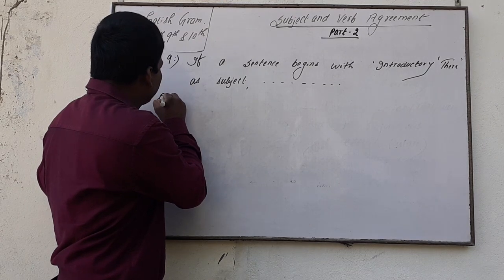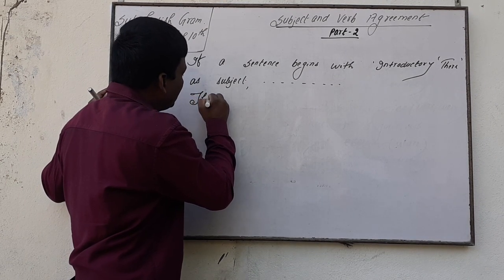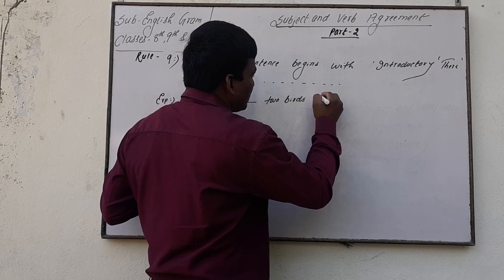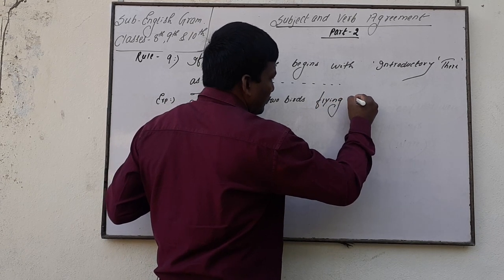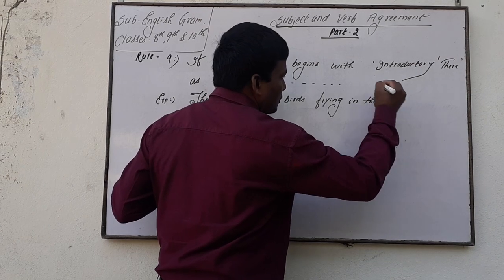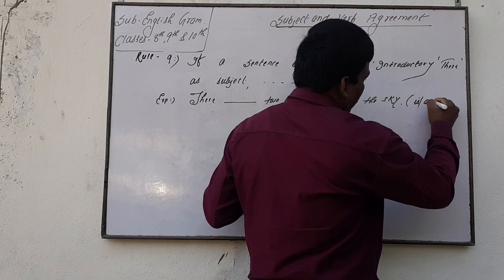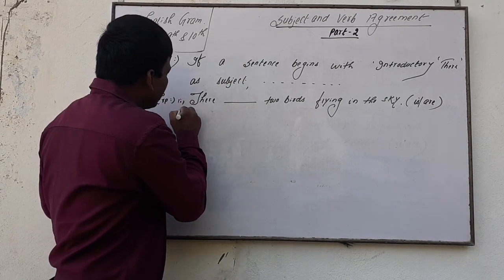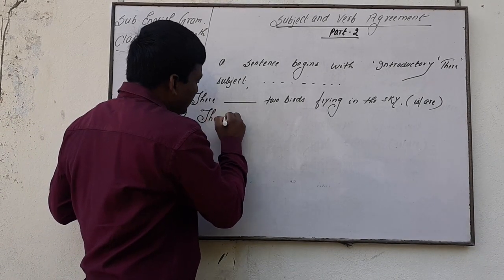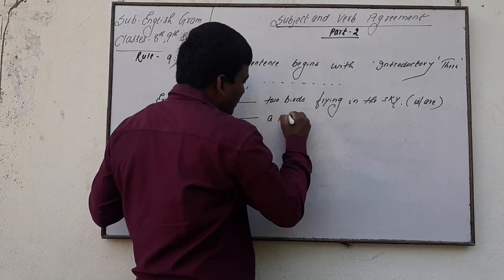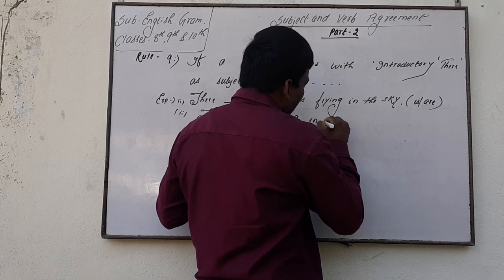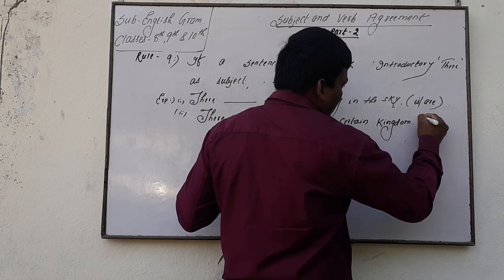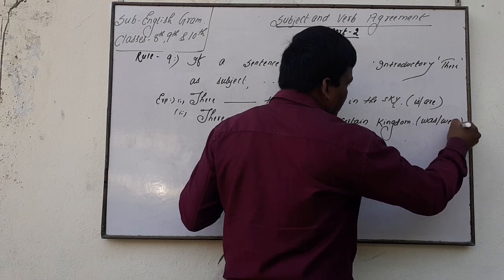For an example, there dash two birds flying in the sky. There are two options, is or are. There dash a king in a certain kingdom. Options, was or were.